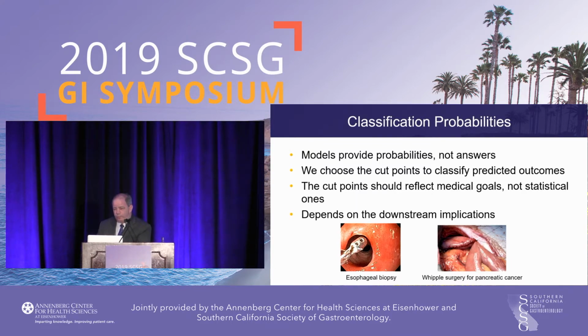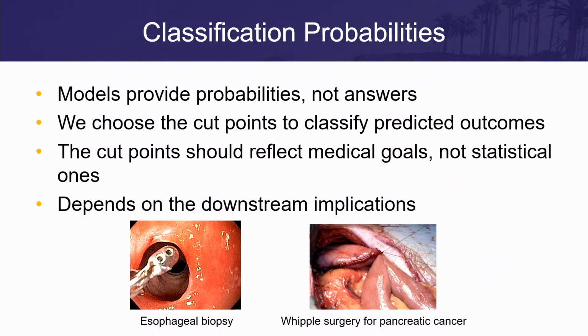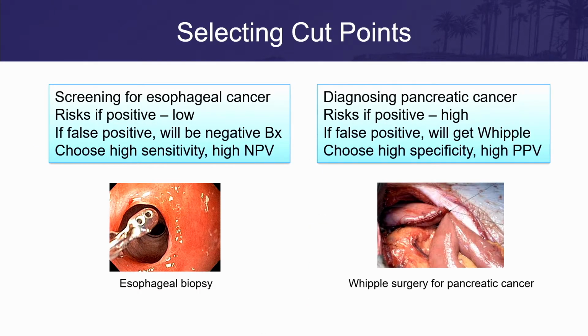I'm going to give you two examples. Esophageal biopsy looking for dysplasia in Barrett's esophagus, and pancreatic cancer based on CT scans. Is there cancer present? Selecting the cut points really matters because the outcomes are so different. If you're screening for esophageal cancer, and your AI says that spot looks positive, take an extra biopsy, the risk is pretty low. You might get a false positive, a negative biopsy, so it's worth it to choose a very high sensitivity so you don't miss any esophageal cancer, because the harms of a false positive are very low.